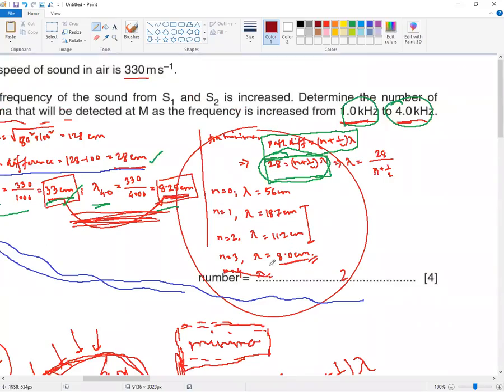In this mechanism we are not working with any value of x. We are finding out precisely for which lambdas this specific path difference of 28 centimeter gives rise to minima.